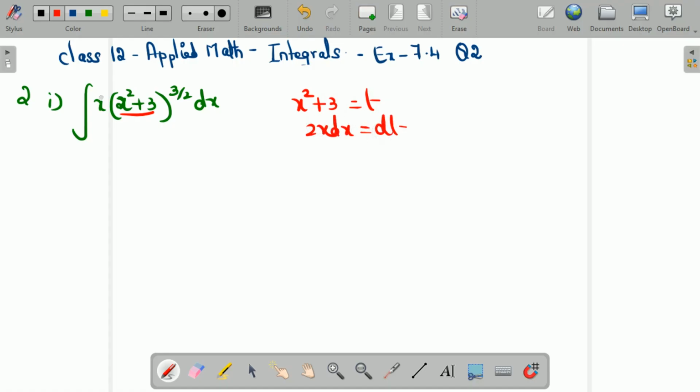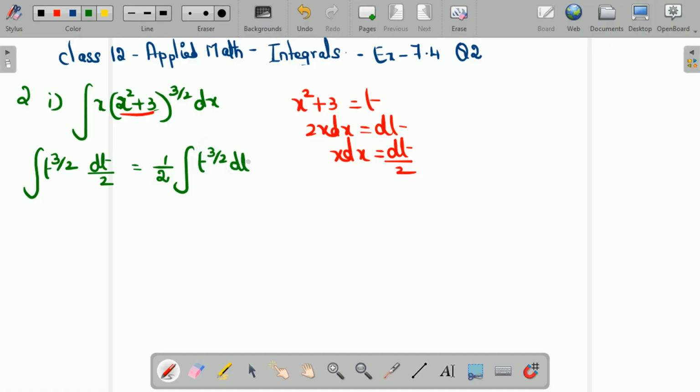We already have an x dx here, so let's find its value. So x dx is equal to dt by 2. Now if you substitute here, this is t, so this becomes t power 3 by 2. x dx is dt by 2, so we can take the 1 by 2 outside. So it is integral of t power 3 by 2 dt.